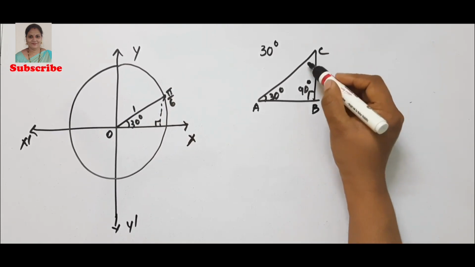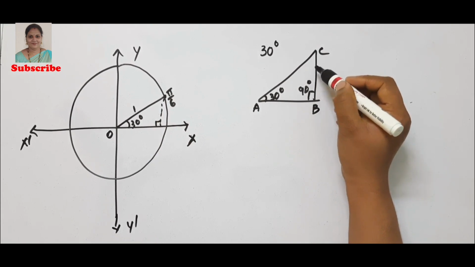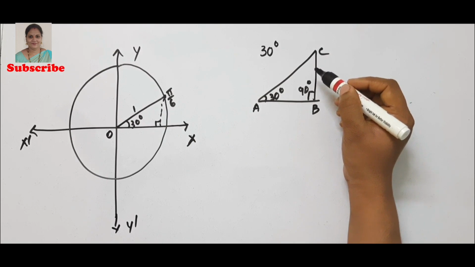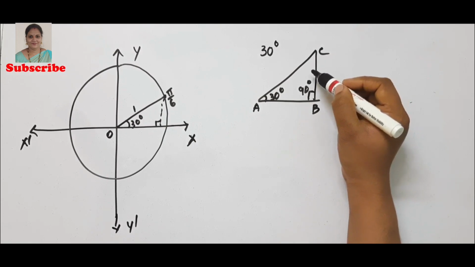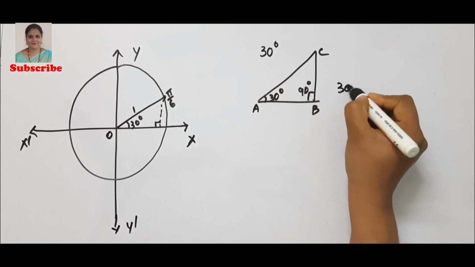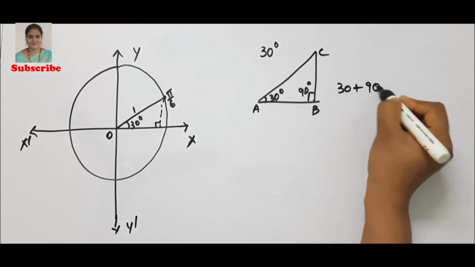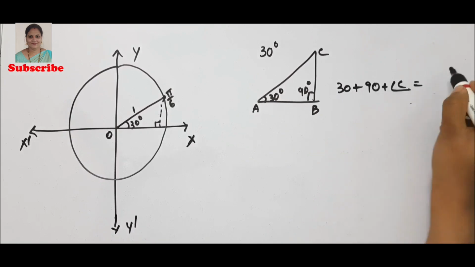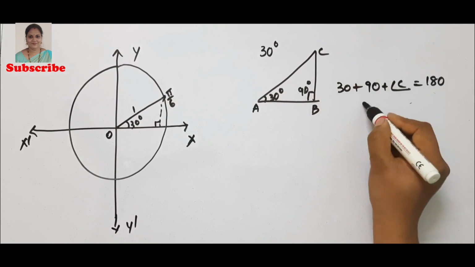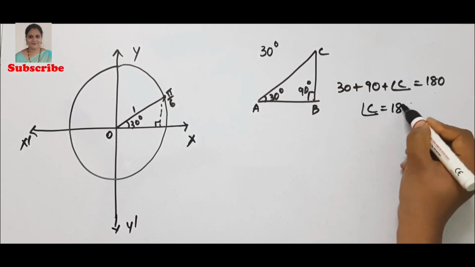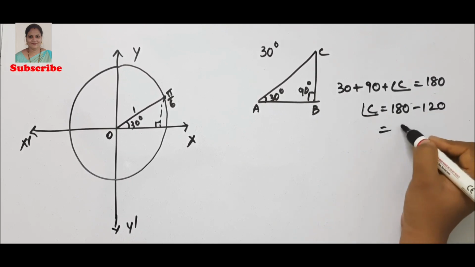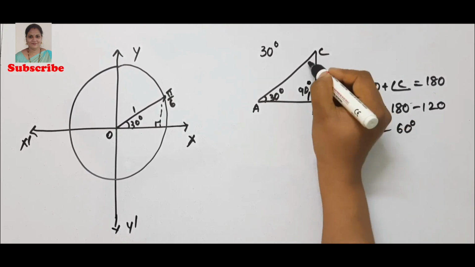To get the angle on this side, we have to use the properties of a triangle. According to the properties of a triangle, the sum of the angles should be 180 degrees. Is it not? So this is 30 degrees. So 30 plus 90 plus angle C is equal to 180 degrees. We have to calculate the angle at this point. So angle C is equal to 180 minus 120. So you will get 60 degrees. So this is 60.